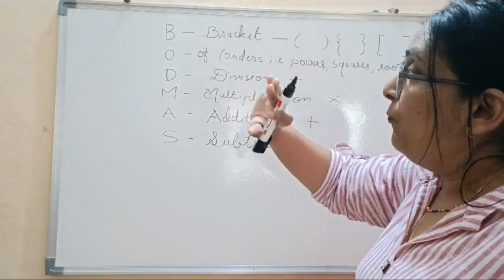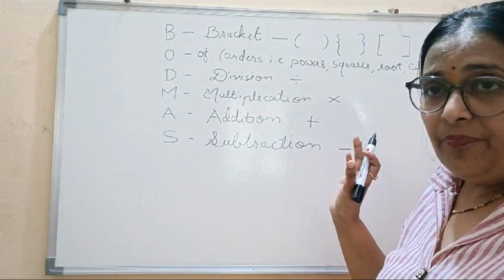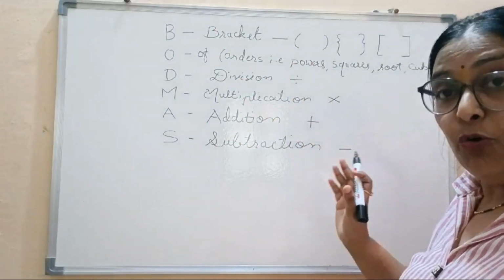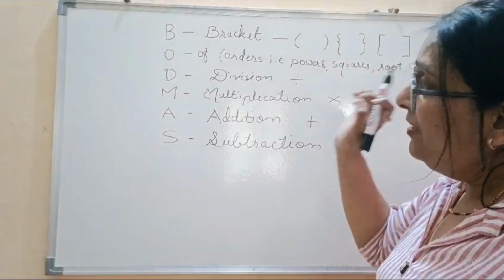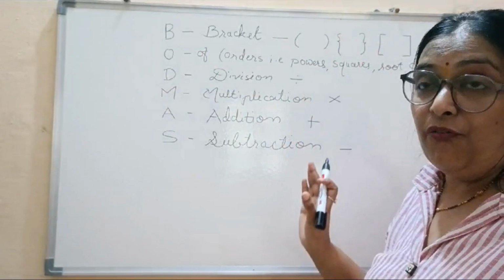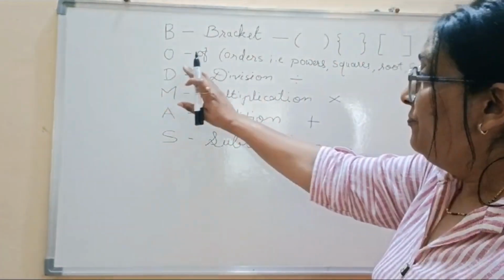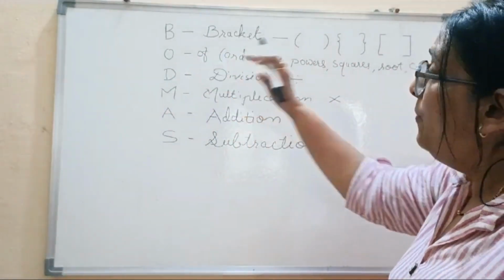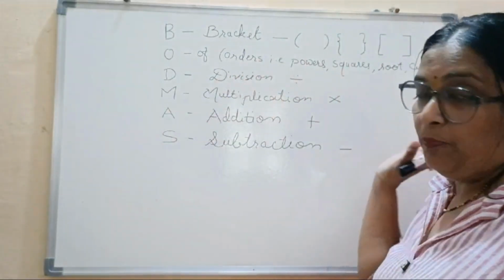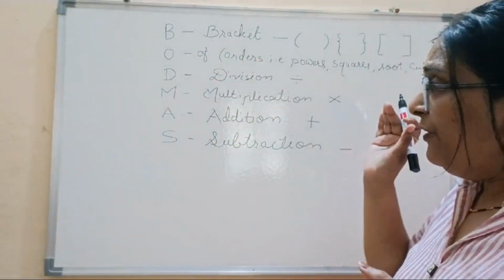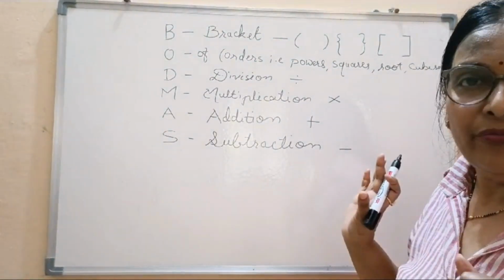Now come to the O. O stands for orders. That is powers: square, cubes, square roots, cube roots, etc. In small classes, O stands for of, that is multiplication also. Now next, D. D stands for division, M for multiplication, A for addition, S for subtraction. Now we will take some sums, then you will get more clear how to solve. Okay?